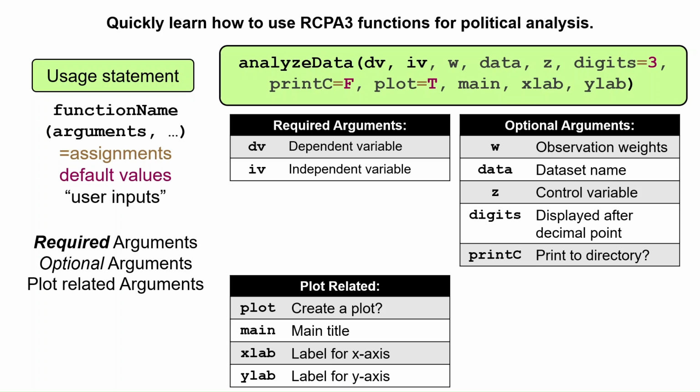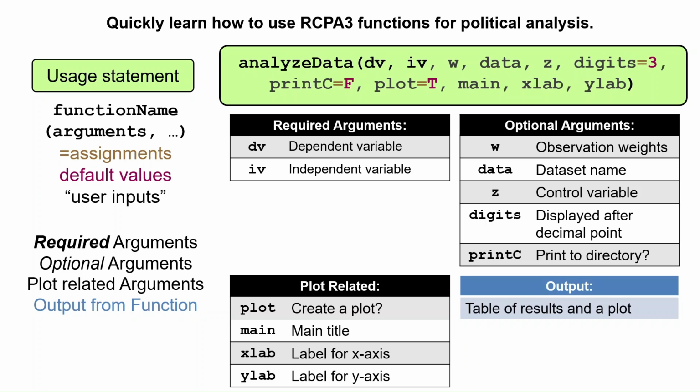It's also helpful in a usage statement or a tutorial or documentation to show what the results or the output of the function is. So in this case, the analyze data function says it produces a table of results and a plot. The output isn't controlled by the user, not directly anyway. It comes from the function itself. So the arguments are set by the user, and those become the inputs to the function. The function does a set of predefined operations, and then the result of those operations is the output to the console and to the plot window.